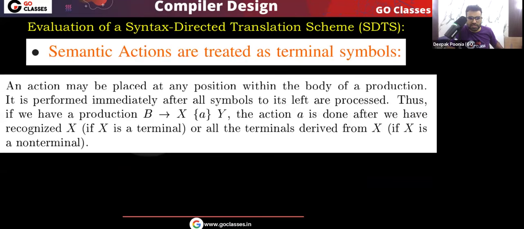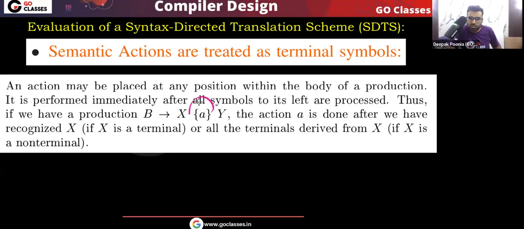Okay, so this is what we have seen here, that semantic actions, we will treat them as terminal symbols. In this general method of evaluation, any SDT is given to you, then how to evaluate that SDT? We will consider the semantic actions and treat them as terminal symbols. An action may be placed at any position within the body of the production, that we already know. It is performed, means it is executed immediately after all the symbols to its left have been processed.